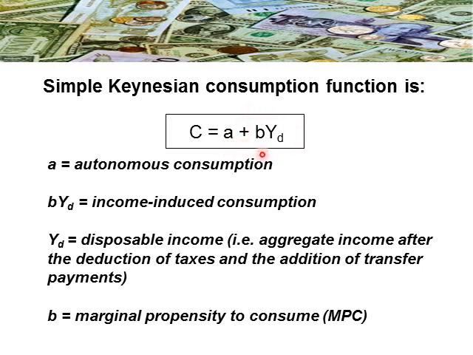Now, this income dependent portion, which is bYD, or income induced portion, means that we are spending a portion of our income. This portion is a ratio. b is the marginal propensity to consume, the ratio of our disposable income that we will consume. Now remember from our previous chapter, our disposable income is the income that we earn, the salary after paying taxes. So this is our take-home salary. b is the portion of our salary that we will spend, and this portion is called the marginal propensity to consume.